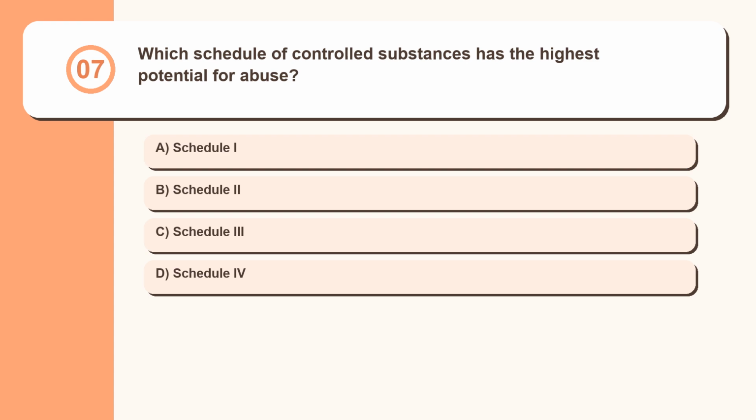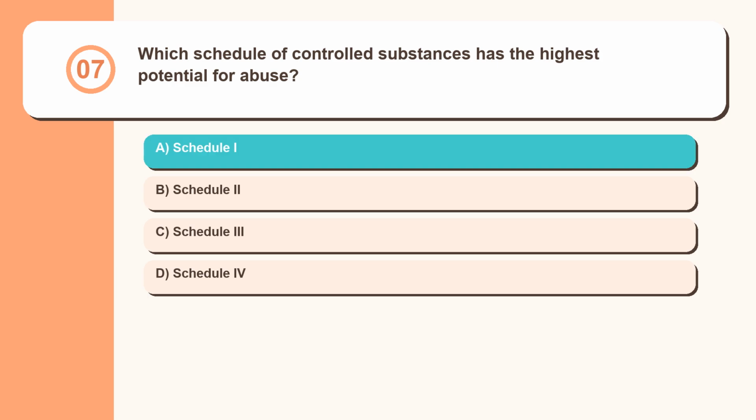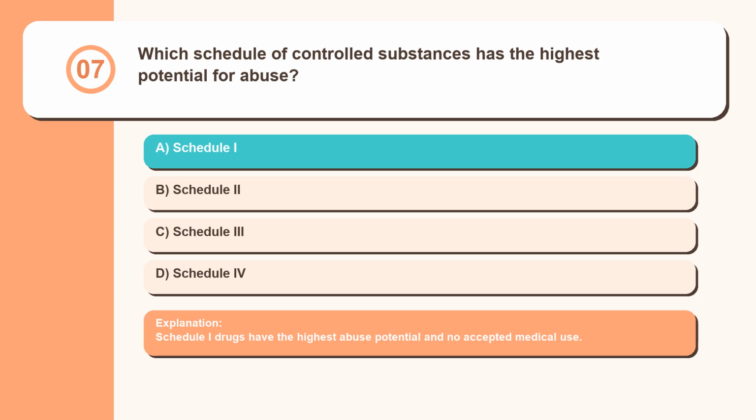Question 7. Which schedule of controlled substances has the highest potential for abuse? Schedule I, Schedule II, Schedule III, Schedule IV. Schedule I drugs have the highest abuse potential and no accepted medical use.